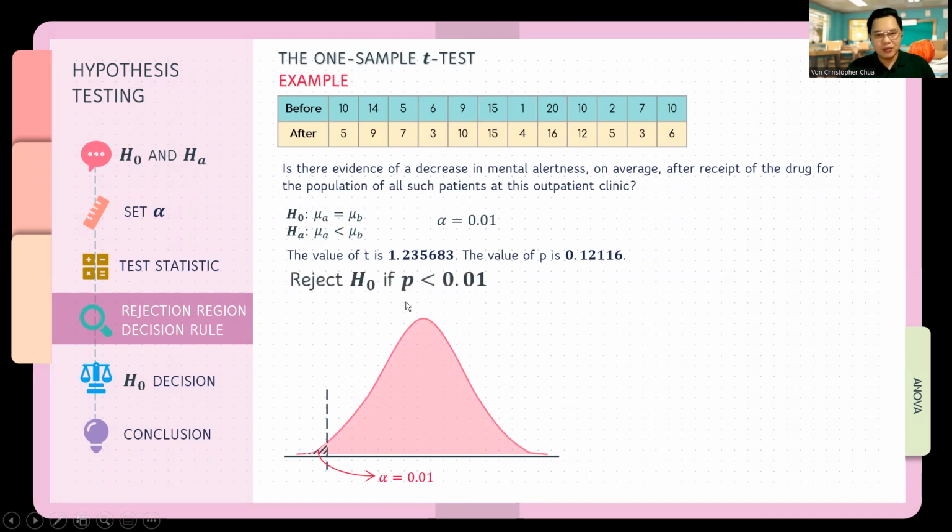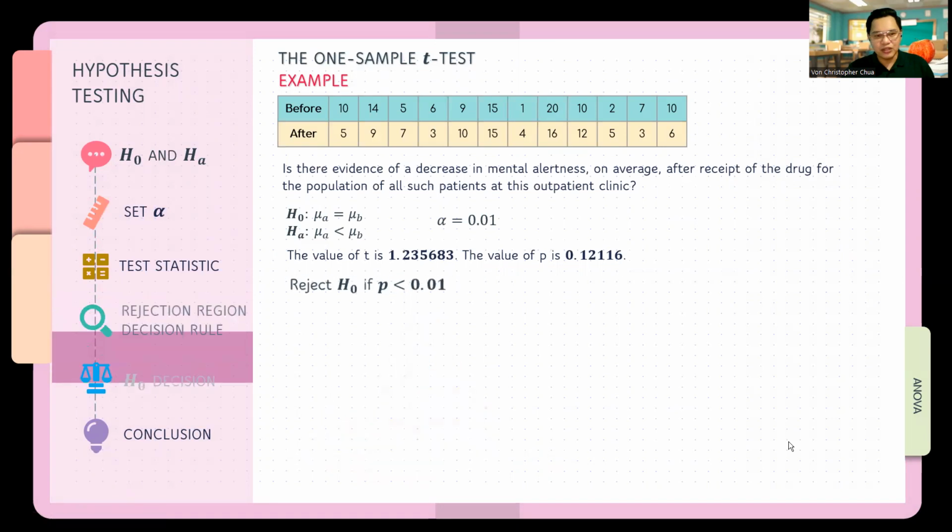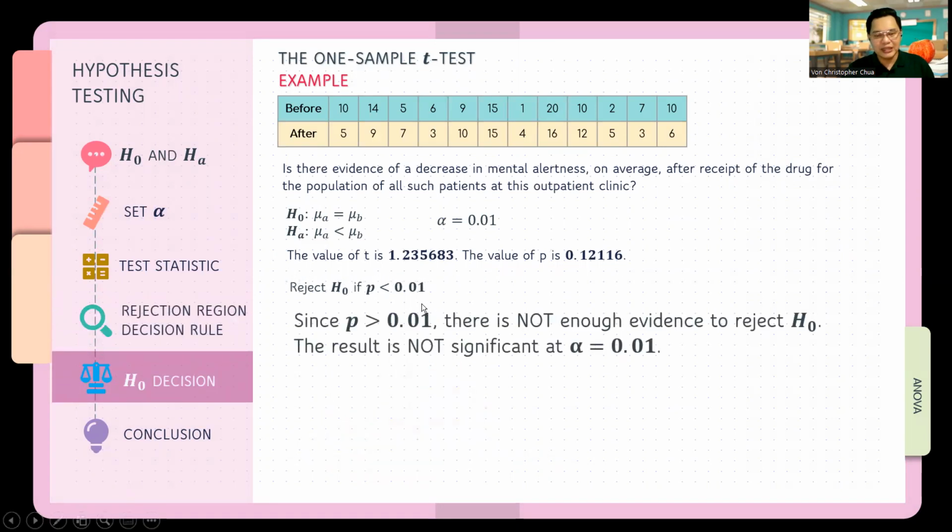So we say that we will reject the null hypothesis if the value of P is less than the alpha, since the significance level is 0.01. So P must be less than 0.01. Comparing the calculated p-value, which is 0.12, to the alpha value of 0.01, we are now able to make a decision about the null hypothesis.